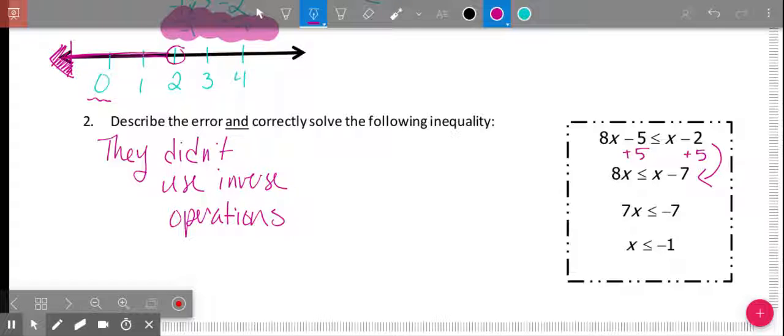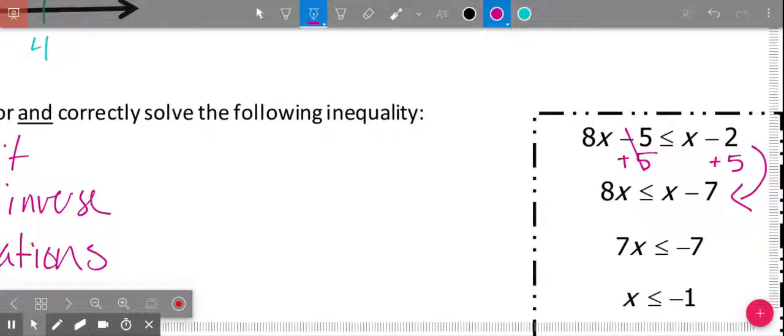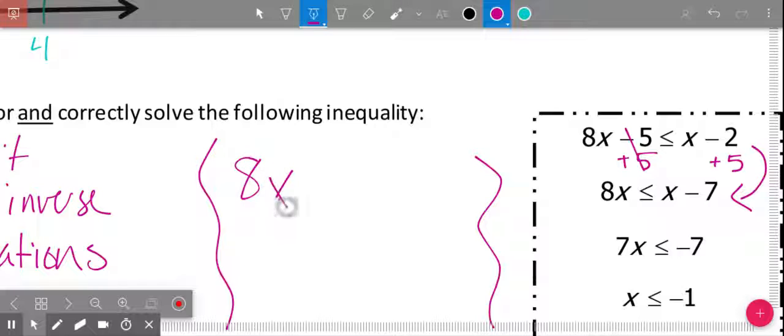So if I want to correctly solve this, once I've added 5 to both sides, those cancel out, and then I'm going to correctly solve it on the left. Anytime you get a question like this on a test or a quiz, because we do a lot of error analysis, please make sure you're actually working out the problem, don't just try and correct it on the paper. So we added 5 to both sides. You'll get 8x is less than x, -2 plus 5 gives me +3.